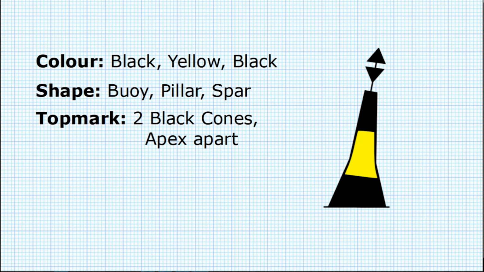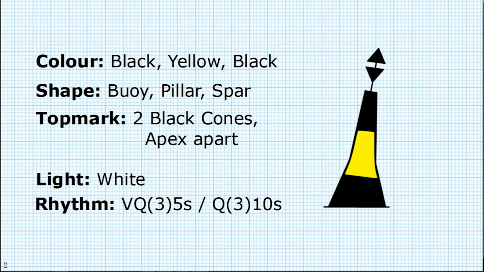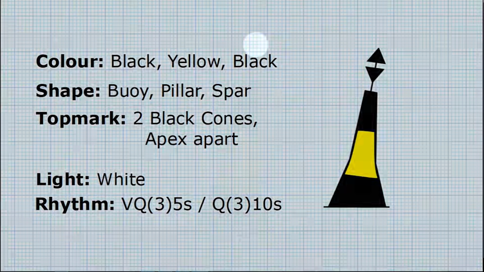Remember these are pointing towards the colours, but you can also remember the configuration by thinking of an egg. The 2 cones apex apart look a bit like an egg, egg for east. The light at night is going to be a white light, same as all the cardinals, and this time the rhythm is going to be flashing 3 times, either very quick in 5 seconds or quick in 10 seconds.